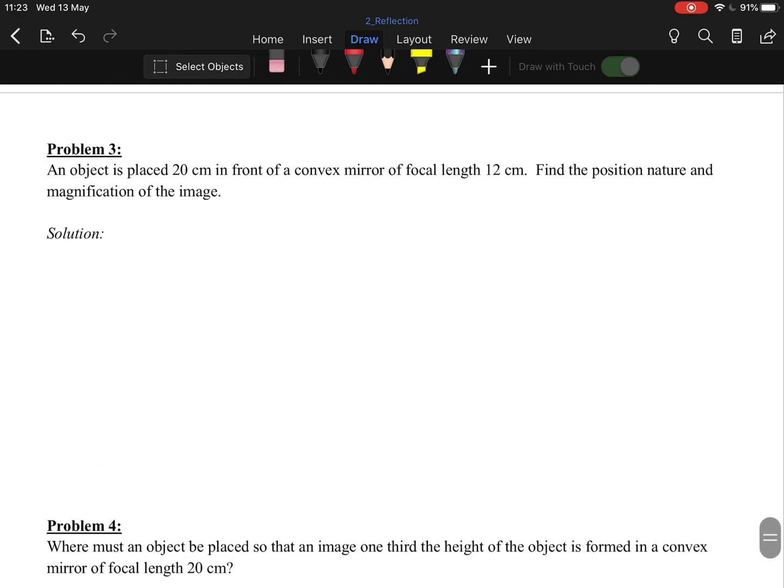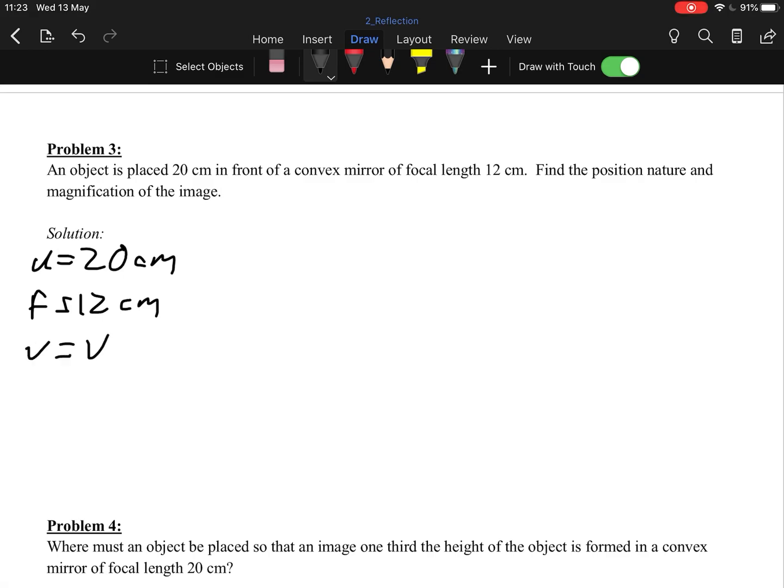Okay, here we go. These are the last 2 questions of this, and we're done. All right, so an object is placed 20 centimeters, so u, in front of a convex mirror of focal length f is 12. Find the position, so we're looking for v, the nature, and the magnification.